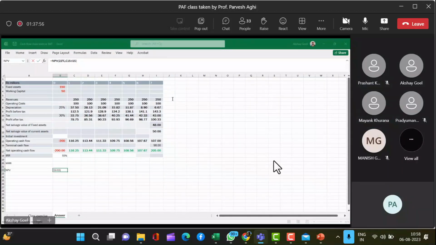Akshay, you have to take the entire net operating cash flow for calculating NPV. Do it, Akshay. 148. Okay, fine. So here you have taken B15.